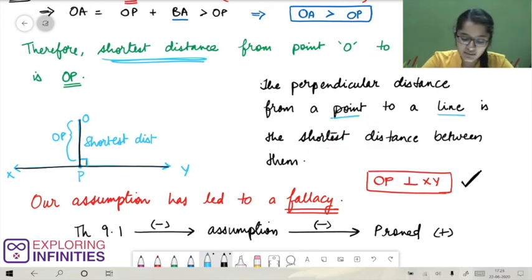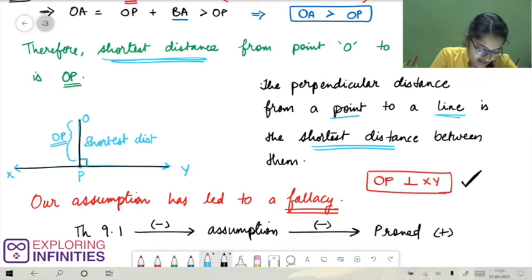When the distance between a point and a line is the shortest distance between them, this distance would be perpendicular to the line. Based on this statement, we could conclude that the shortest distance between O and xy, which is line OP, is perpendicular to xy. That means OP is perpendicular to xy. But initially we assumed that OP is not perpendicular to xy. That means our assumption has been proved to be wrong.